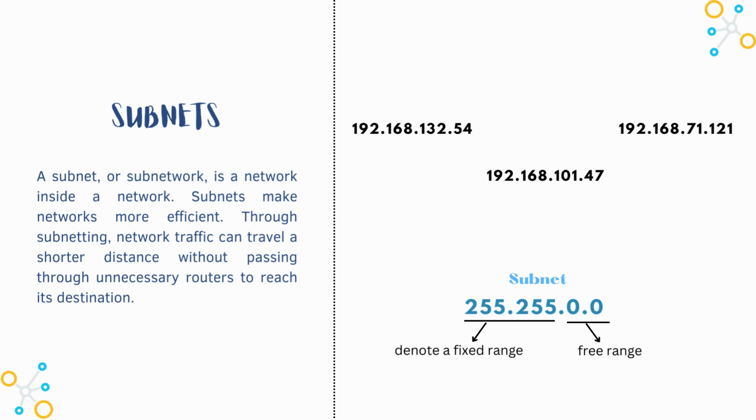So the 192.168 is the consistent factor in every single IP address shown on the screen. That is also our fixed range. The last two places are the free ranges in this example, which means they can be any number up to 255, further helping the router and switch differentiate between multiple IP addresses.